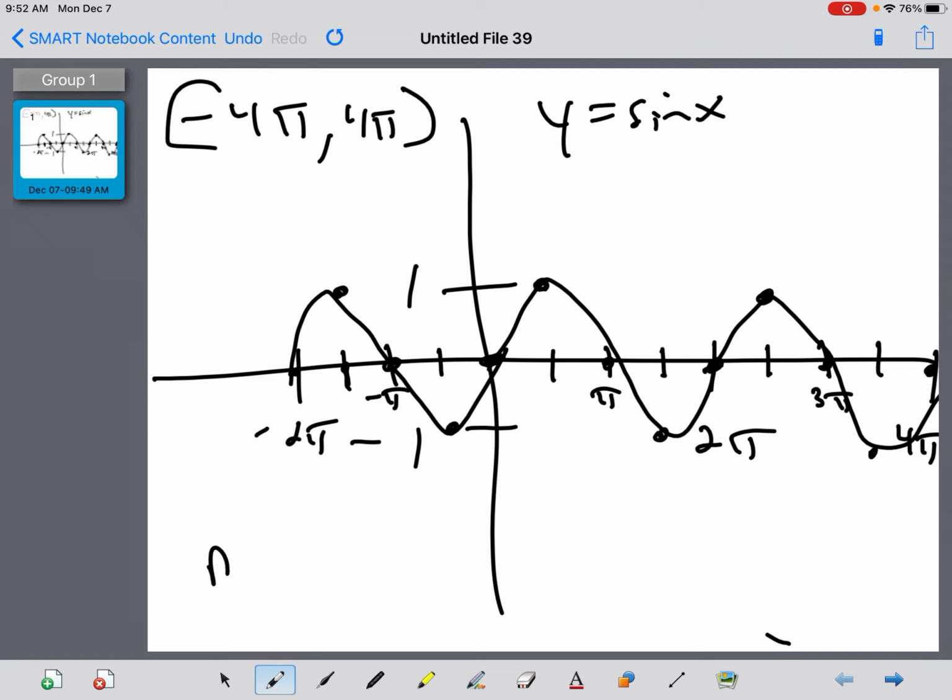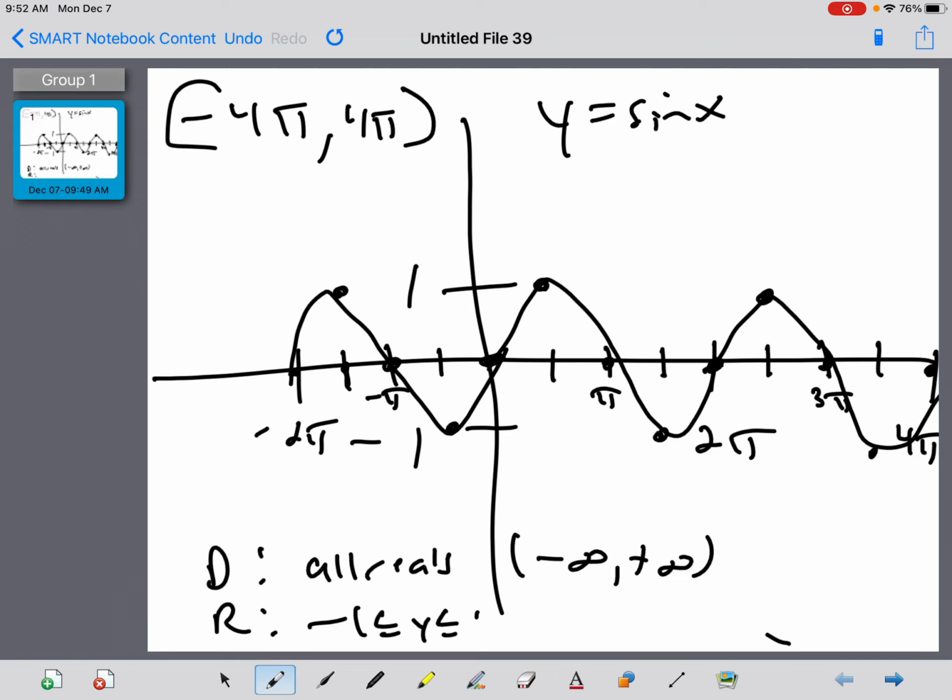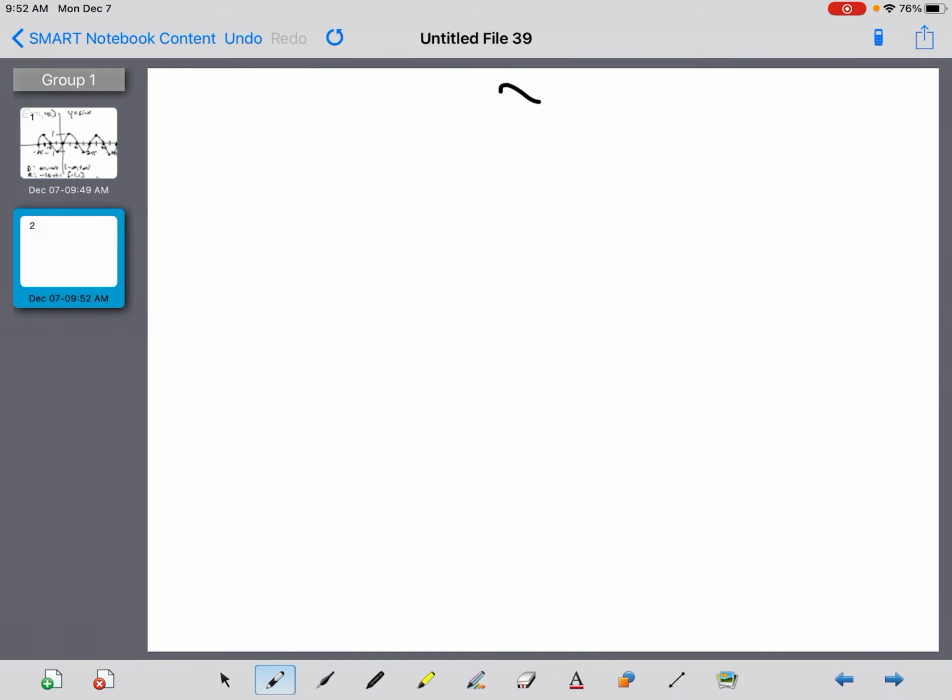Now, domain, all reals, you could write negative infinity, positive infinity, range negative 1 less than or equal to y less than or equal to 1, just like that. All right, y equals cosine x.